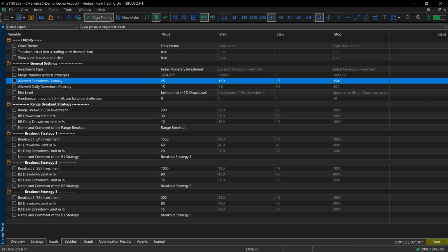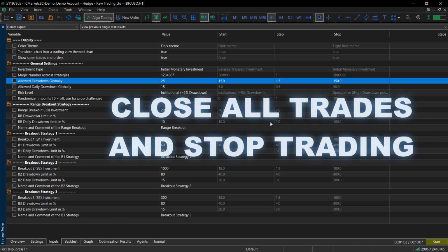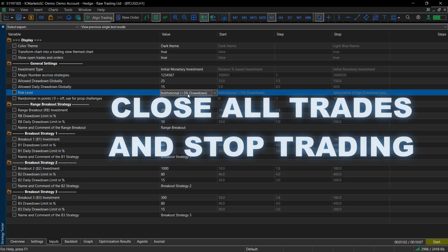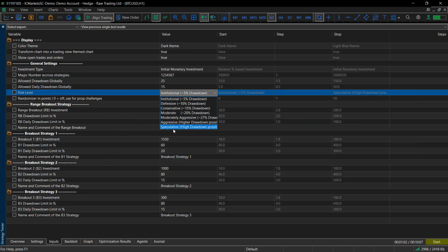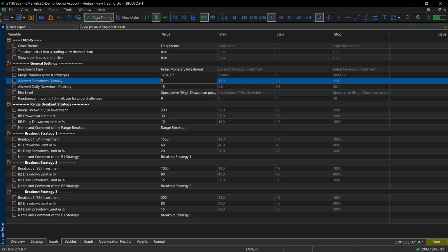And once either of these limits is reached, the EA will close all trades and stop every strategy, either for a day or overall. Then you can set the risk level. You can choose anything from institutional to speculative. This setting only affects the risk taken per trade, nothing else. For example, if you choose institutional, the position sizes will be smaller. If you choose speculative, the trades will be larger and therefore riskier.